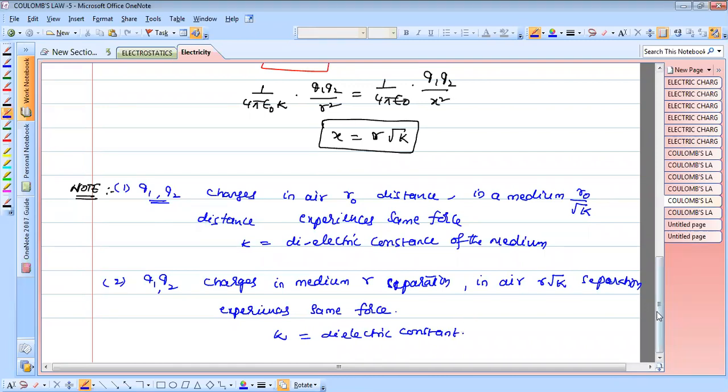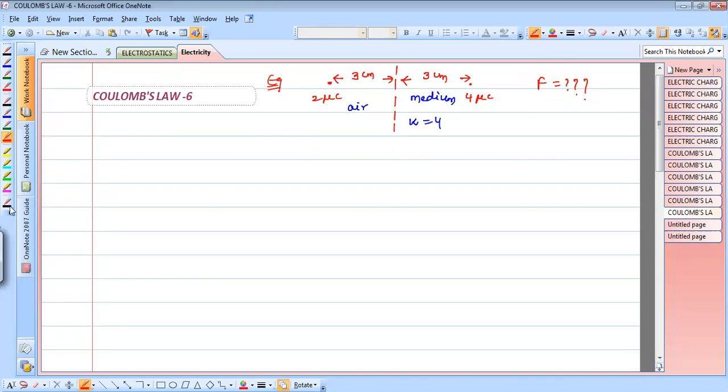So now we move to the two numericals, an application of this. Look at this question. Two charges, 2 microcoulomb and 4 microcoulomb, are separated by a distance of 6 centimeters. Half the portion is filled with air and the remaining half with a medium having dielectric constant 4. Find the force between the two charges.